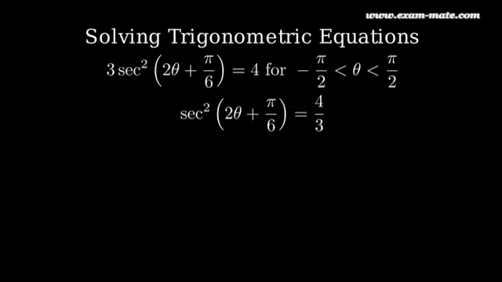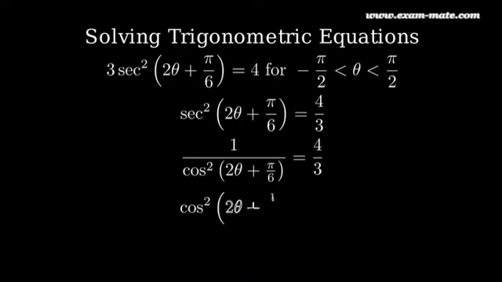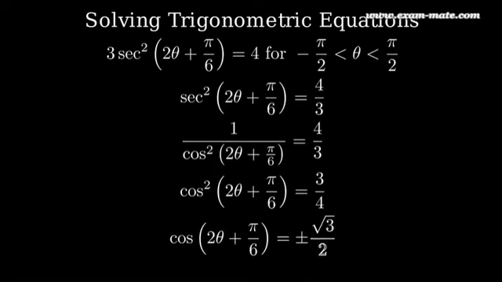Next, recall that secant squared equals 1 over cosine squared. So we can rewrite this as 1 over cosine squared of (2 theta plus pi over 6) equals 4/3. Multiplying both sides by cosine squared and simplifying, we get cosine squared equals 3/4. Now, let's take the square root of both sides. Remember, when we take the square root, we get both positive and negative values. So cosine of (2 theta plus pi over 6) equals plus or minus square root of 3 over 2.